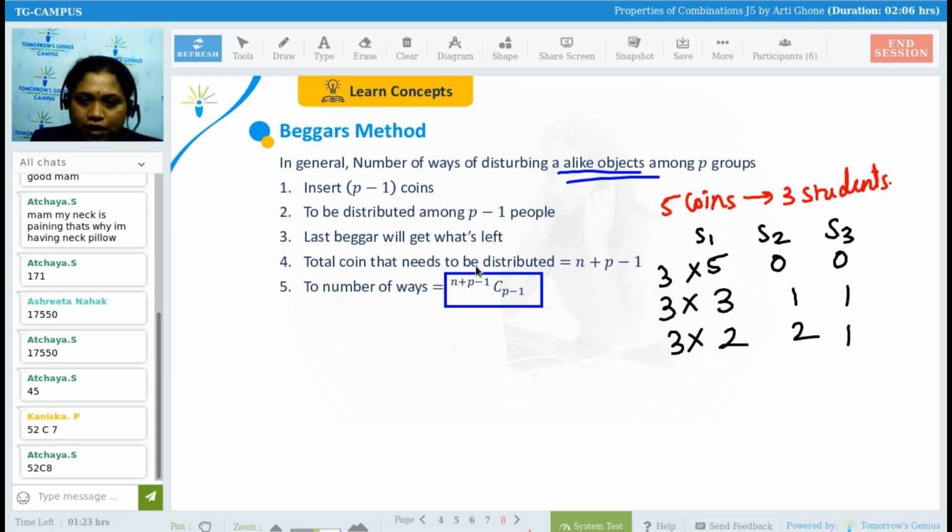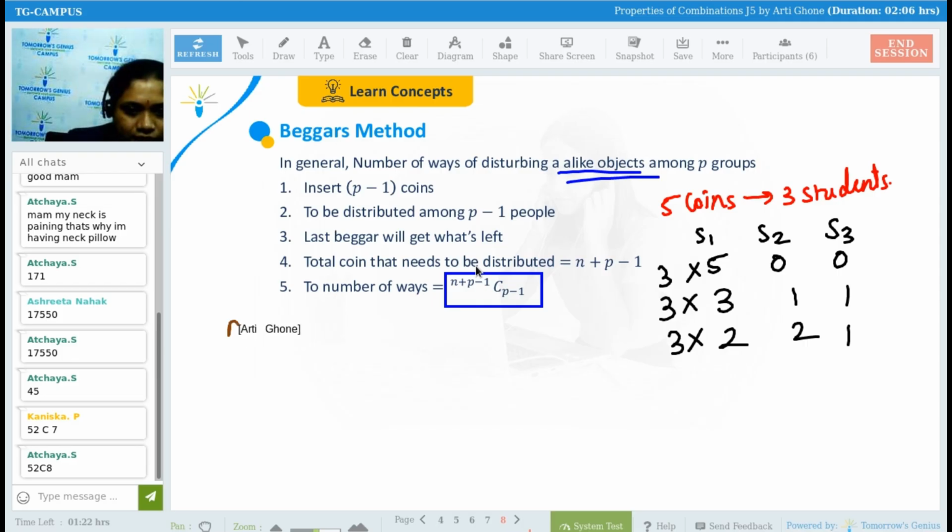I have only 5 coins and you have to think on this. I have 5 coins. I am distributing among the students. So how many ways are there of doing this task? This or this or this is applicable. So 3 plus 3, we can say 6, plus 3, 9. So there are 9 ways to do this task. Okay, clear? Now let's calculate with the beggars method.